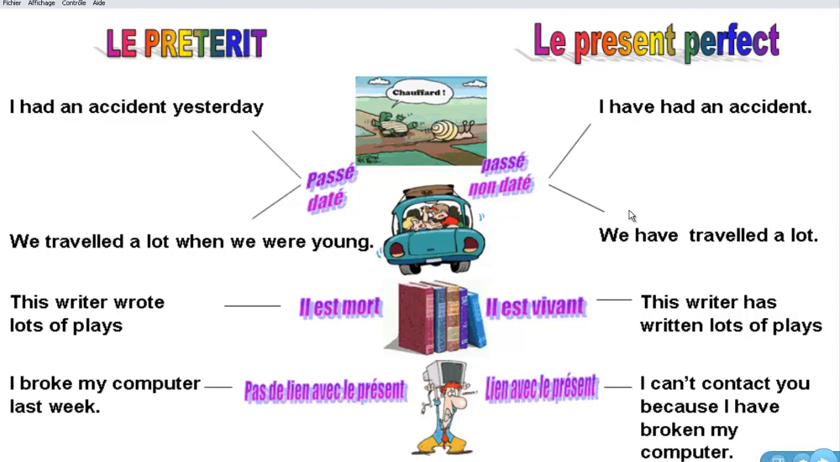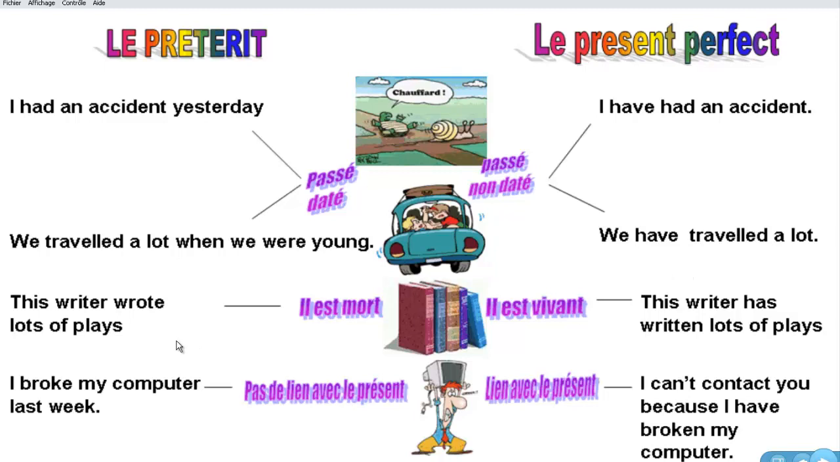If not, then you're going to use the present perfect. I have had an accident. I don't know when, I just know that it happened to you. The second context is when something happened in the past, but it still has consequences in the present, or it's still true in the present. It still continues. For example, if I say we have traveled a lot, it means that you traveled in the past and you intend to travel again in the present and future.